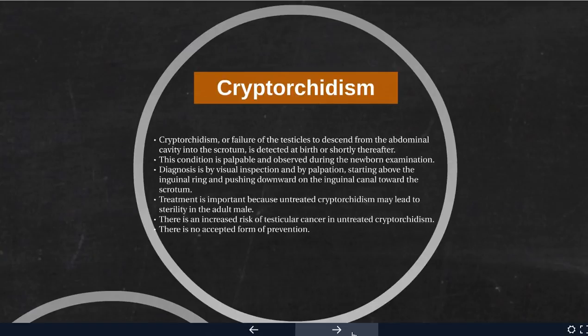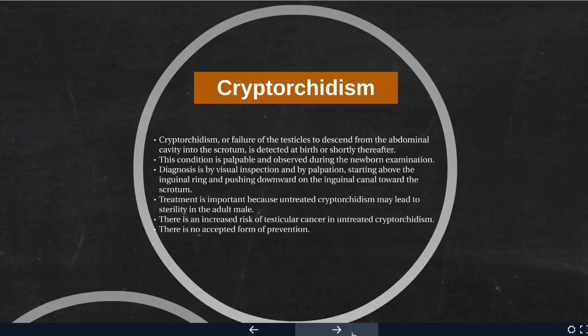Cryptorchidism is the failure of the testicles to descend from the abdominal cavity into the scrotum, and it's typically detected at birth or shortly thereafter. This condition is palpable, which means you can feel that the testicles are not in the scrotum where they're supposed to be, and it's observed during the newborn examination. The diagnosis is by visual inspection and palpation, starting above the inguinal ring and pushing downward on the inguinal canal toward the scrotum. Treatment is important because untreated cryptorchidism may lead to sterility in the adult male.